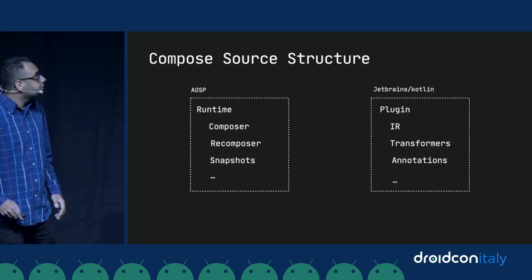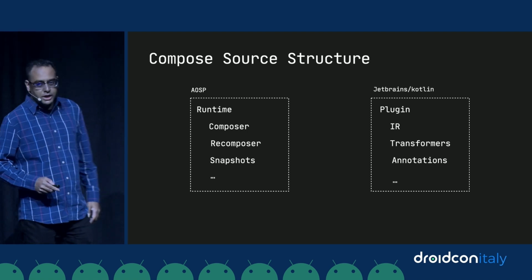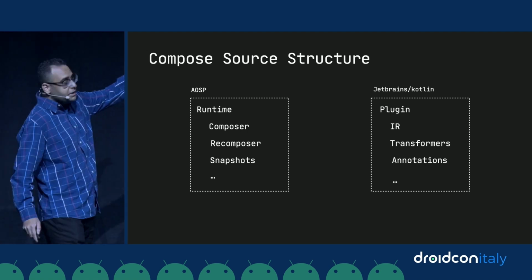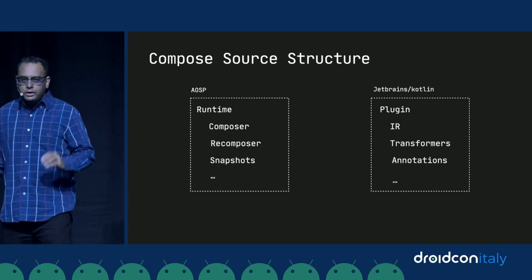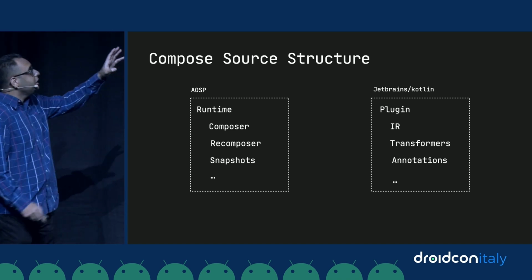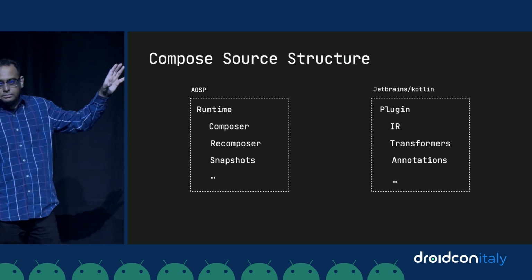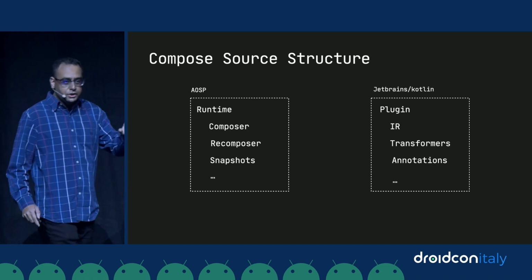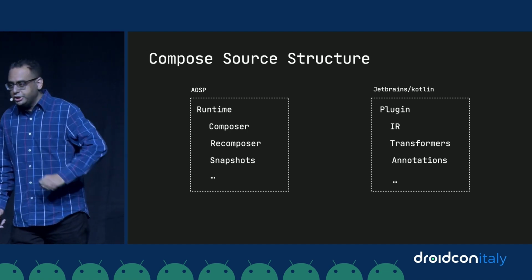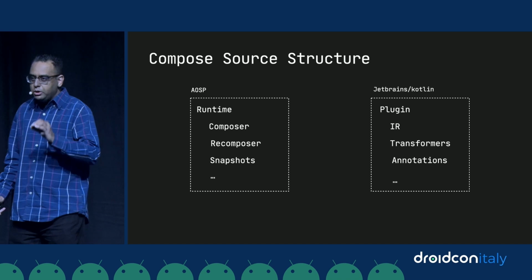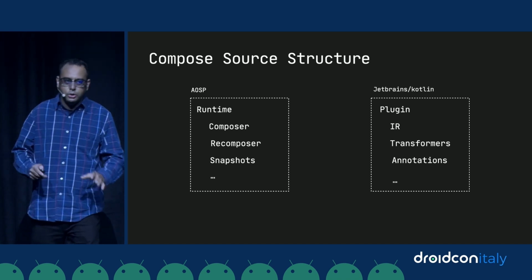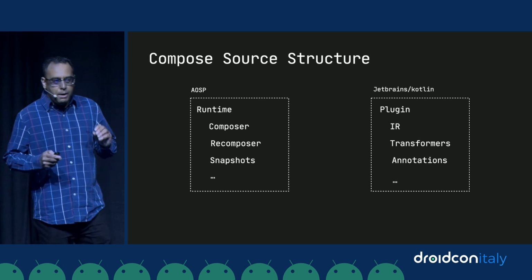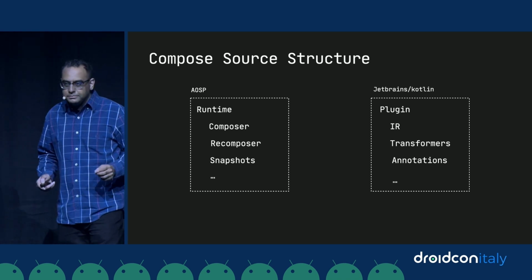The second thing is the Kotlin source code. That represents the Kotlin repo. And the Kotlin repo has internally the Compose Compiler plugin. What it does is it takes your Compose code and auto-generates code to be able to hook into the runtime. So there's a purpose to the code that it generates. How many people have written a compiler plugin?